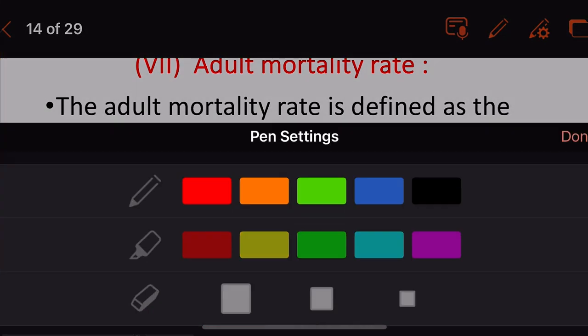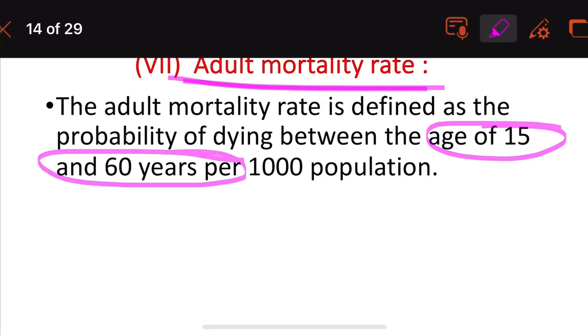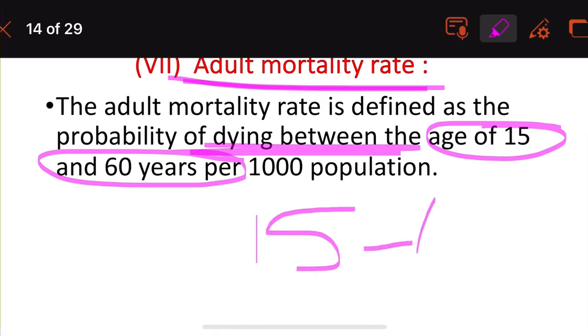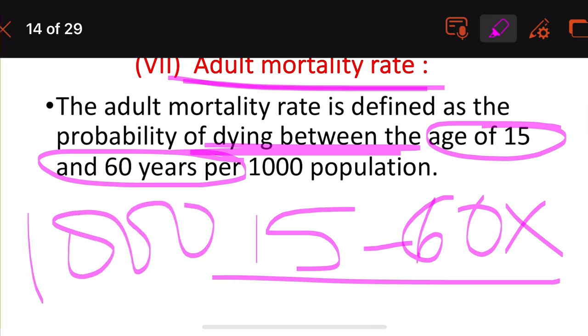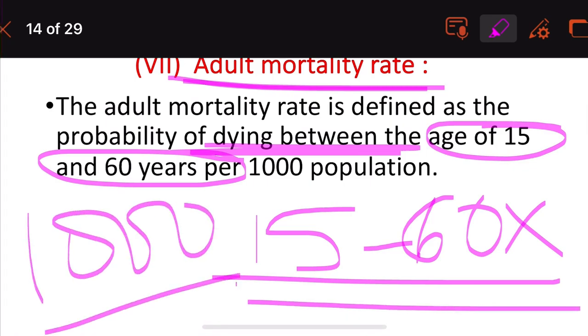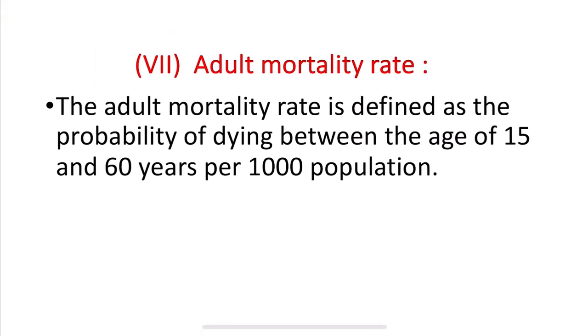Moving on to the adult mortality rate. We have come to the next slide, adult. So what is an adult? Adult is the age of 15 to 60 years per 1000. It is again the same. It is the probability of dying between the age group of 15 to 60 years per 1000 population. How much you are considering? 1000 population. Again divided by the mid-year population of the same age group of that community. By now you know to frame the formulas on your own, right guys?